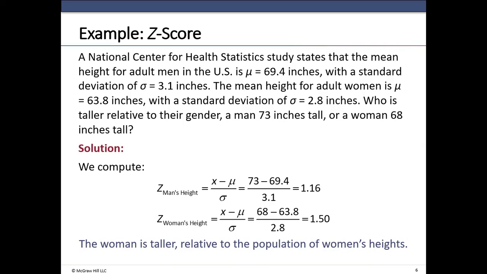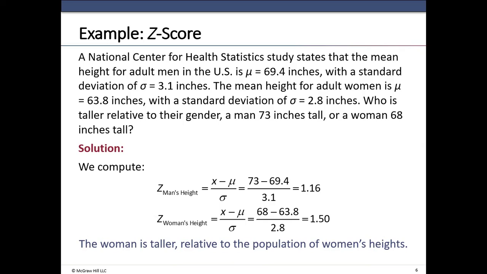So what do we do? We take the man's height of 73 inches and convert it to a z-score. How do we do that? We take the height of 73. From that, we subtract the mean of the men, which is 69.4. And then that difference is divided by 3.1, which is the standard deviation in men's height. So the z for a man who has a height of 73 inches is 1.16. What does it mean? It means this number 73 is 1.16 standard deviations above the mean for the men's group.